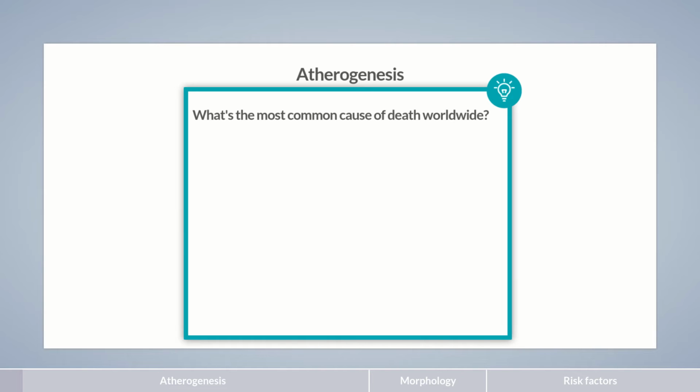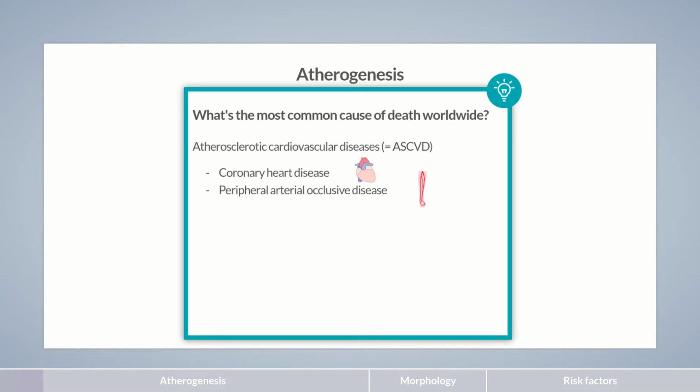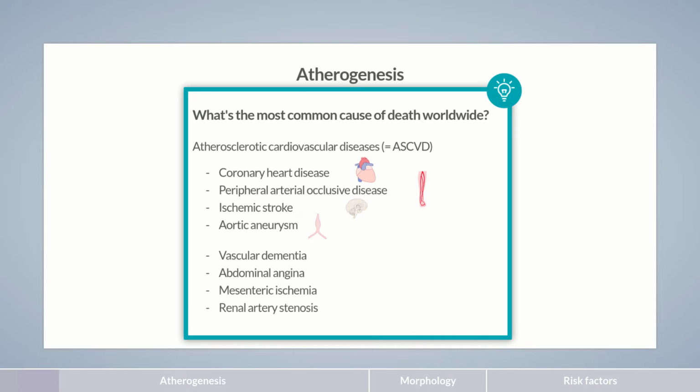Do you know what's the most common cause of death worldwide? It's atherosclerotic cardiovascular diseases, in short, ASCVD. The most important are, depending on the most commonly affected vessels, coronary heart disease with myocardial infarction, peripheral arterial occlusive disease, ischemic stroke, and aortic aneurysm. Less common ASCVDs include vascular dementia, abdominal angina, mesenteric ischemia, and renal artery stenosis.